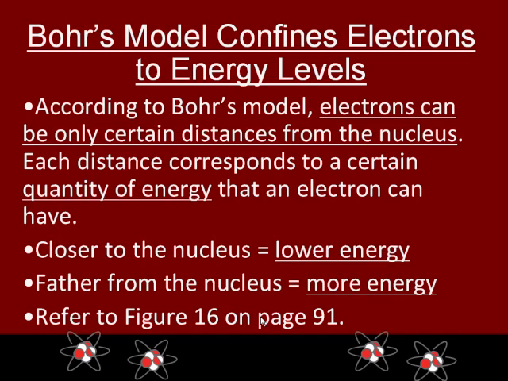Each distance corresponds to a certain quantity of energy that an electron can have. And so the closer to the nucleus an electron is, the lower its energy, so that energy level would be lower. The farther from the nucleus, the more energy it has. And that energy level would have a greater amount of energy. And you can refer to figure 16 on page 91.